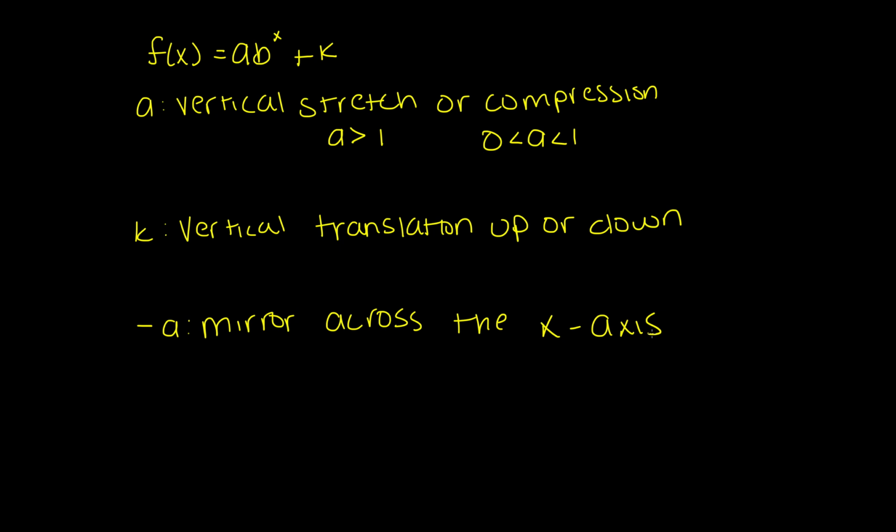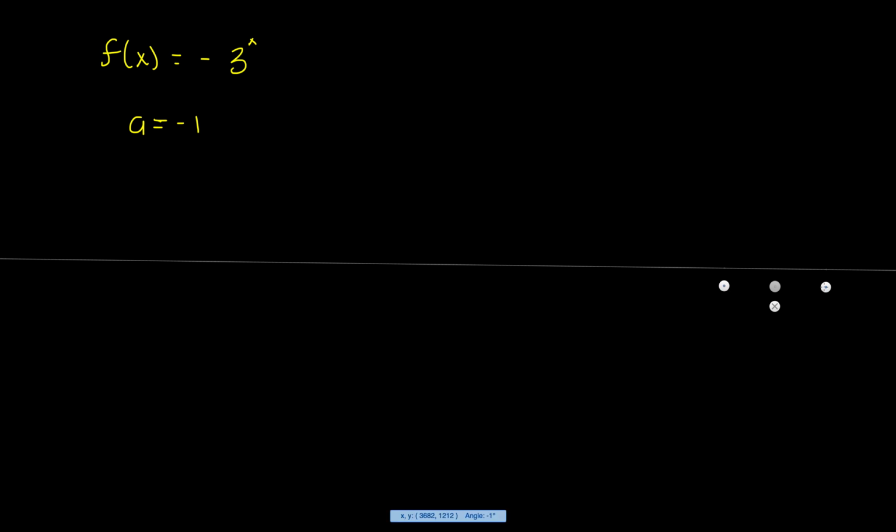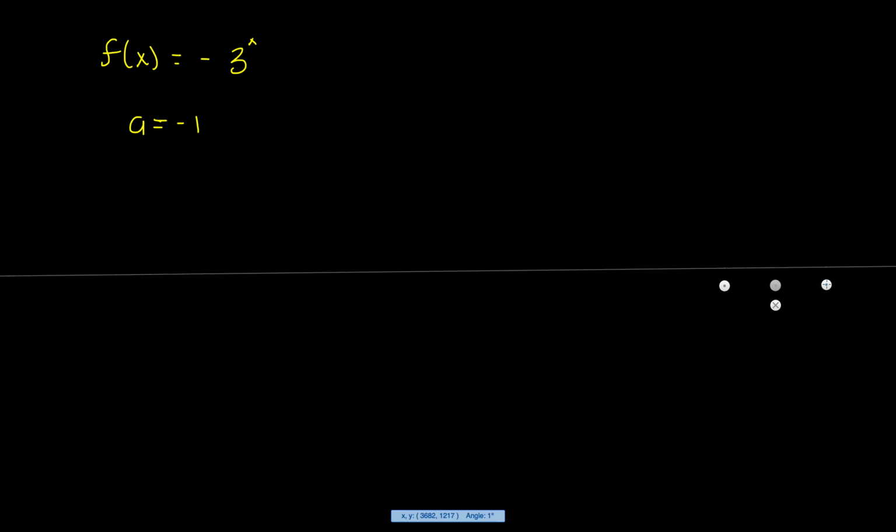We're going to look at f of x is equal to negative 3 to the power of x. My A in this case is negative 1. Since we have this negative here, we're going to look at that mirroring across the x-axis. So I'm going to first start with my parent function, 3 to the x, trying to get that at an angle of 0. If you look at the bottom of the screen, it actually says it.